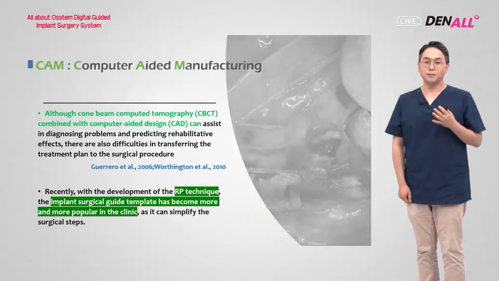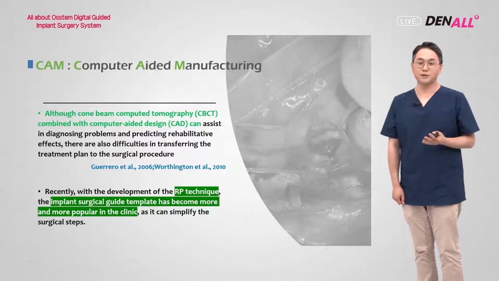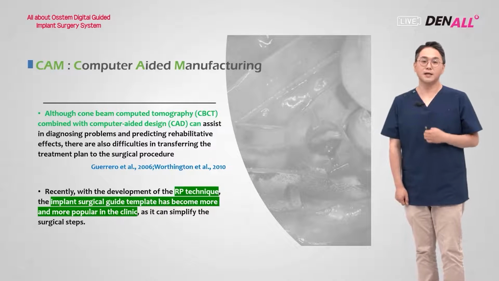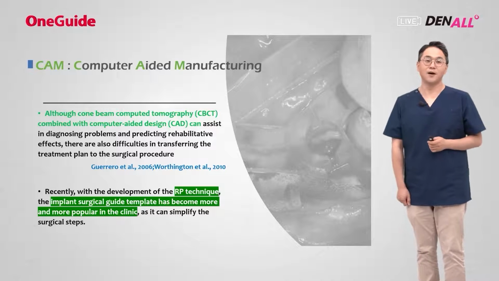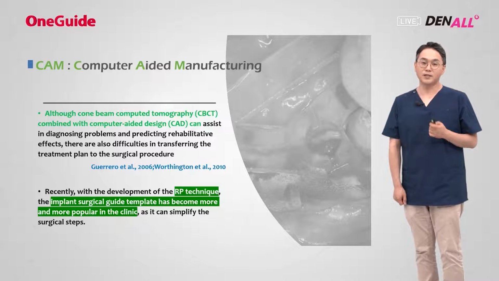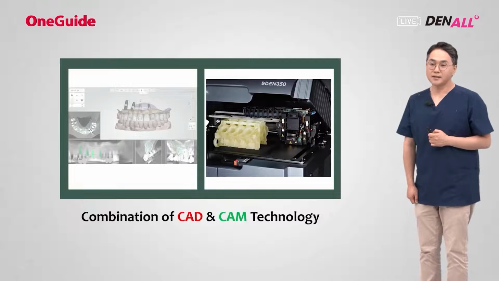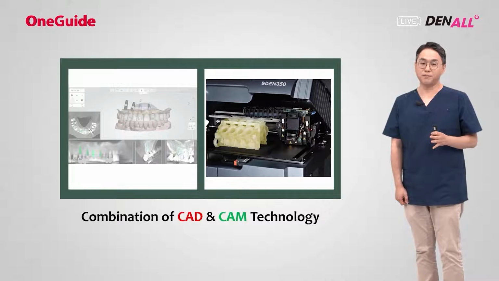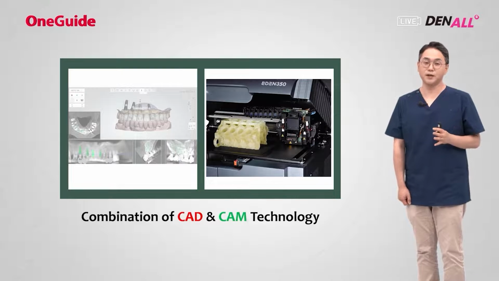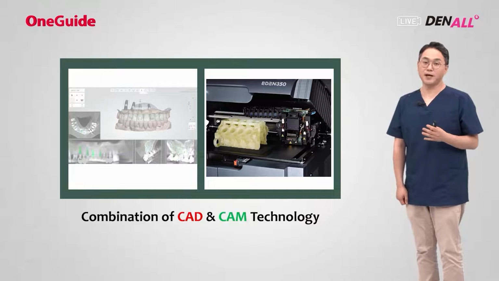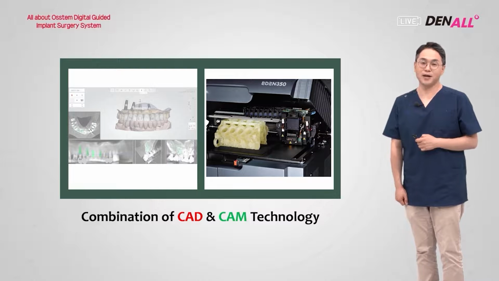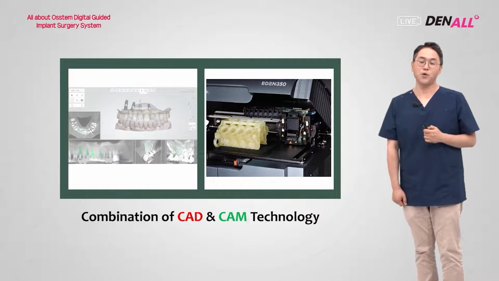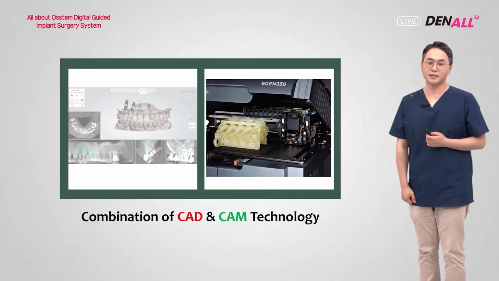3D printers have become more commercialized and the cost has become cheaper. Accuracy has increased, and using a 3D printer, a surgical stent can be easily and accurately printed out. Surgical guides have become very advanced. In other words, virtual planning programs, CAD programs, and CAM technology like 3D printing have developed and become more available to the public, and digital guided implant surgery has been adopted clinically.